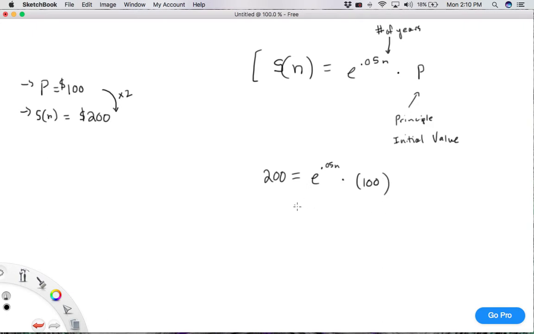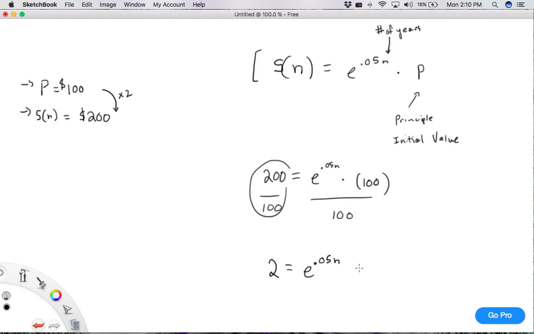Now, the first thing that we're going to do to solve this equation is divide both sides by 100. So if you notice right here, we're doing 200 divided by 100. If we had picked any other principal amount other than $100, this part over here is always going to work out to be 2, right? Because the amount that you have now divided by the amount that you started with is always going to be 2 in the situation where the future value is doubling. Anyways, on the right we're left with e to the 0.05 times n.